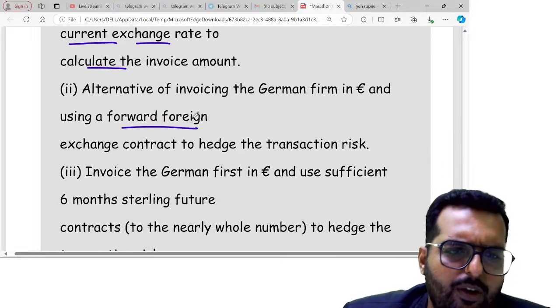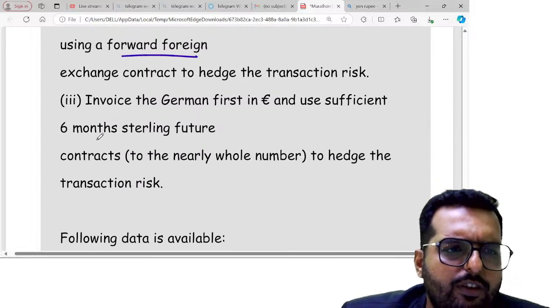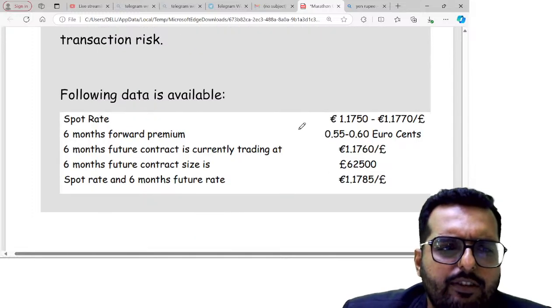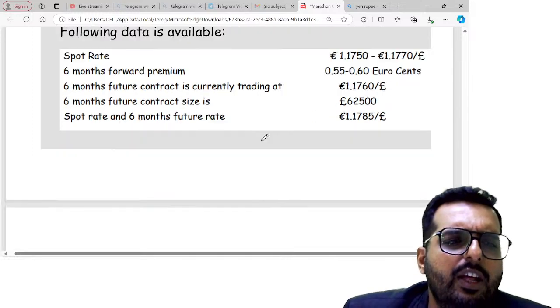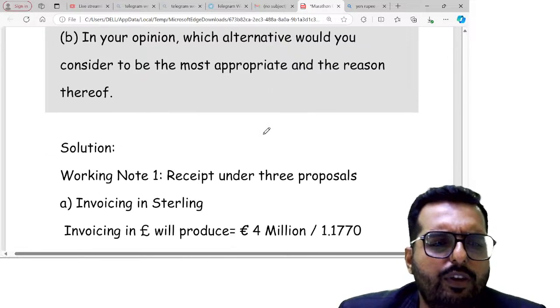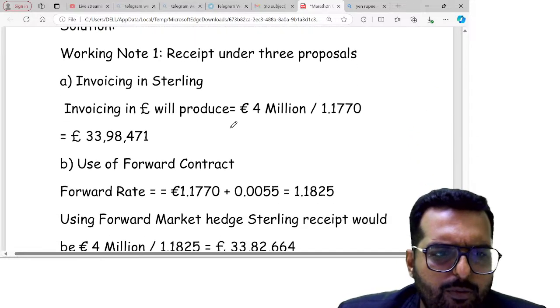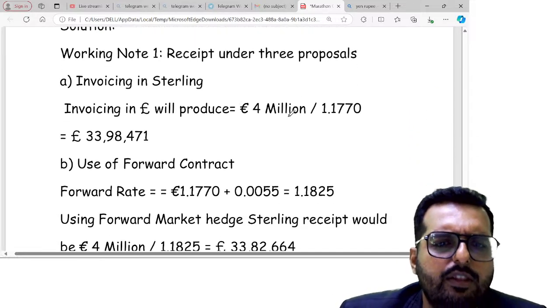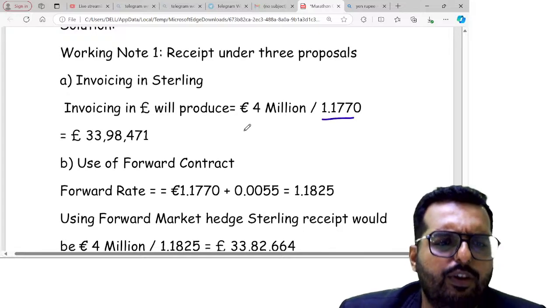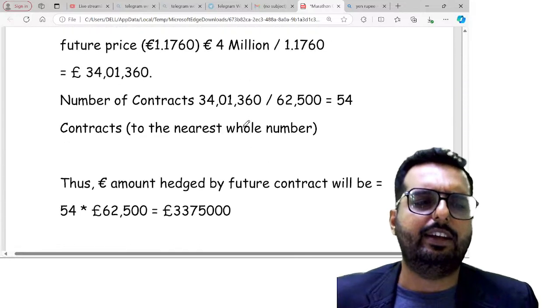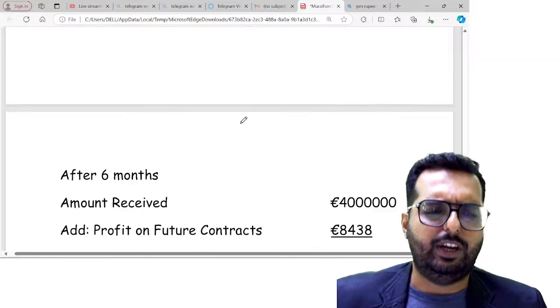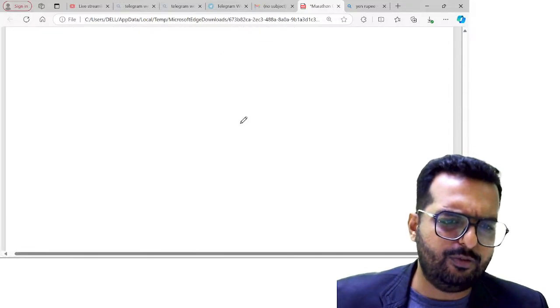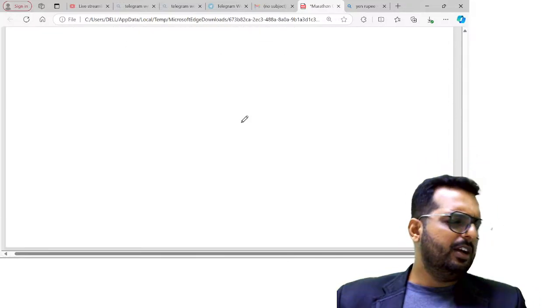Alternative 2 is forward contract. Alternative 3 is what? Sterling future. Spot rate is given. Forward premium is given. This exact same question is what we did right now, friends. So the only difference would be here you will be using the bid rate or the ask rate in the first case, but the rest is exactly the same thing, friends. So can you please do this yourself right away now?